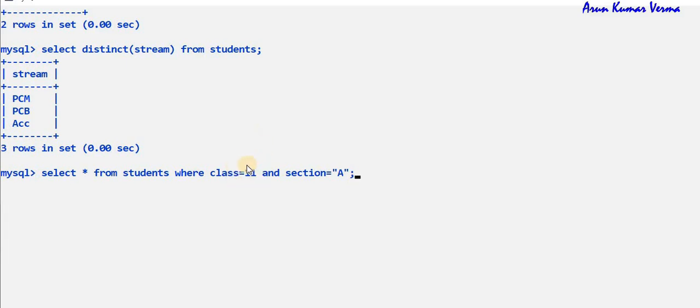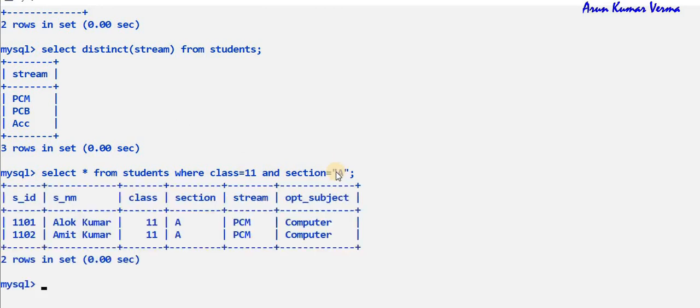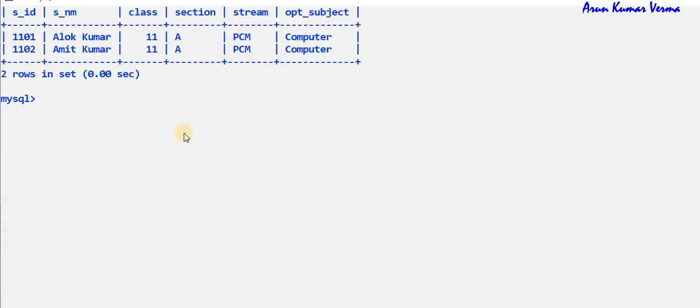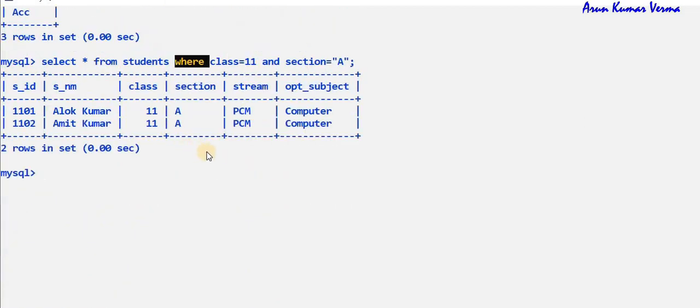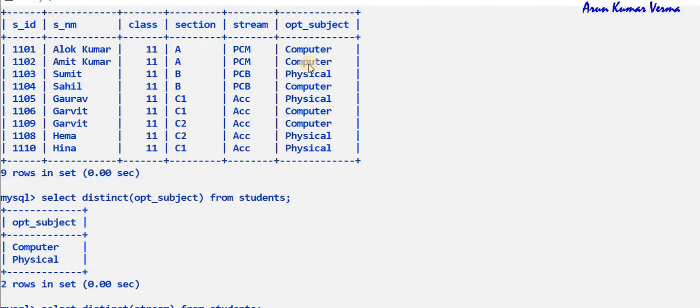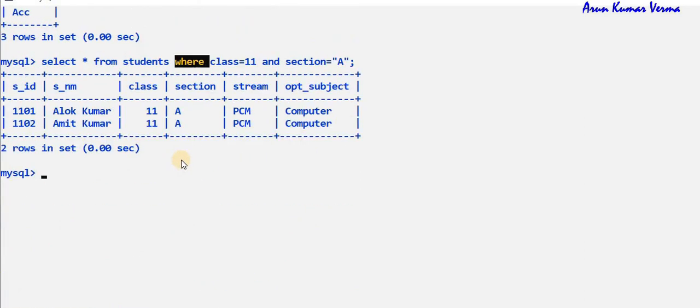Now you will see the records of class 11 or section A. So this is the use of the where clause. By using the where clause, you can apply conditions. Next example: I want to get the information about the students who have opted for computer as an optional subject. Let's see.